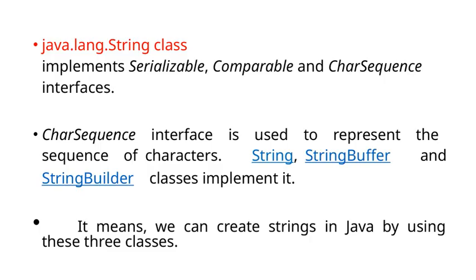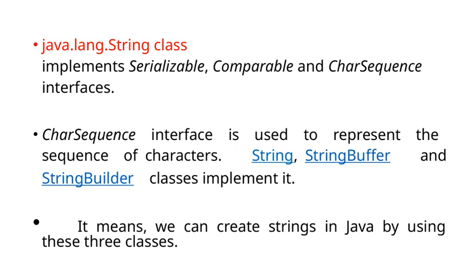Let's take a closer look at the Java lang String class. This class is quite powerful because it not only represents a sequence of characters, but also implements several important interfaces. Specifically, it implements Serializable, which allows string objects to be easily saved or transmitted, making them persistent or shareable across different parts of a program. It also implements Comparable, meaning strings can be compared to each other, which is essential for sorting and ordering operations. Lastly, it implements CharSequence, an interface used to represent a sequence of characters in a flexible way.